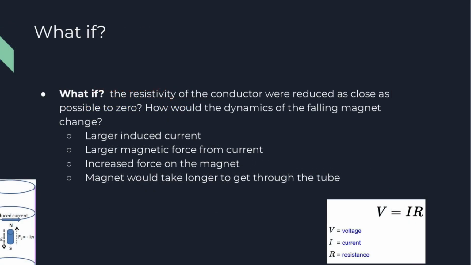The dynamics of the falling magnet would change because there would be a larger induced current and a larger magnetic force from this current. This would cause an increased force on the magnet in general, and the magnet would take longer to get through the tube.